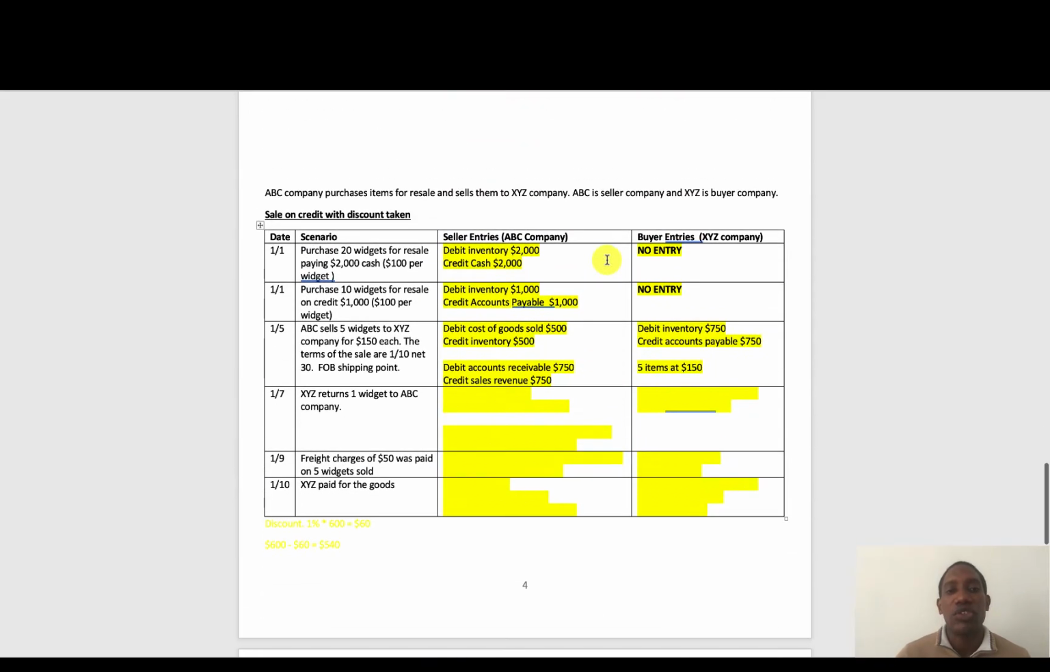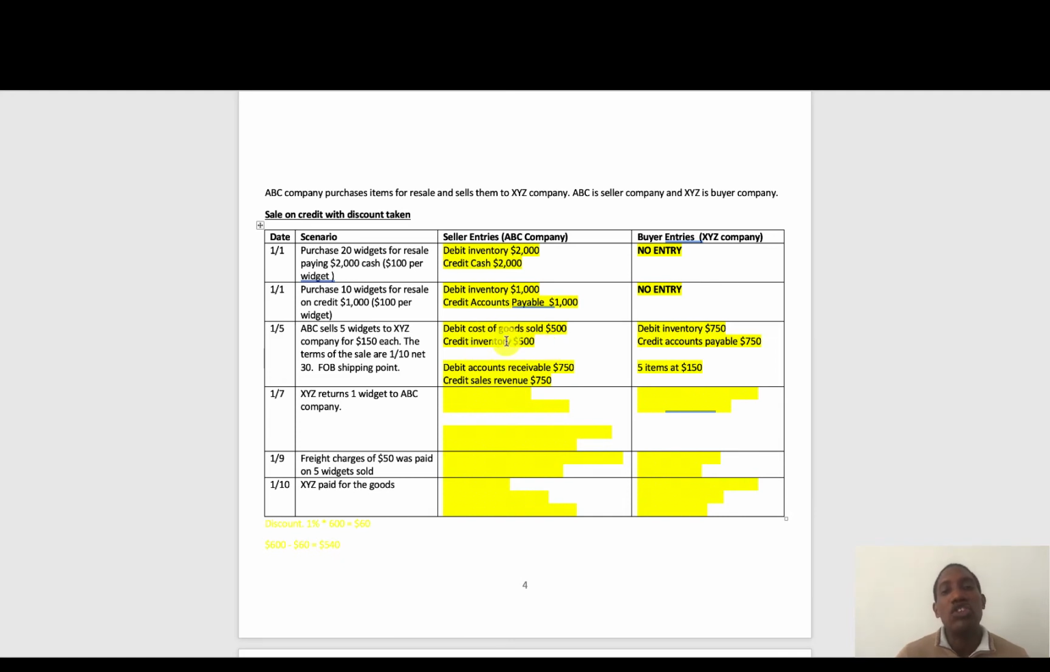So let's look at this. First, we said that ABC is going to receive an item back from XYZ company, right? So we're going to have to put it back into inventory, the item that we took out, and we're going to take it out of cost of goods sold. Well, let's look up at January 5th. Here we have 5 widgets for $500. Each item cost $100, right? So if 1 item is coming back, then that's just going to be 100 out of the 500, because we took 5 widgets times 100, which gave us $500. So we credited inventory for 500, and we debited cost of goods sold for 500.